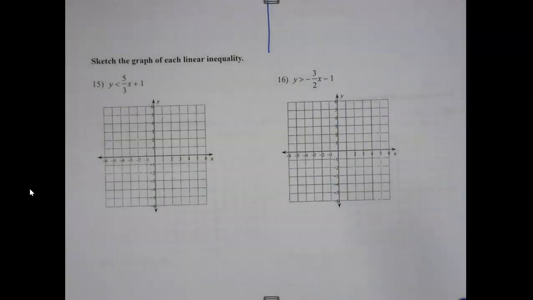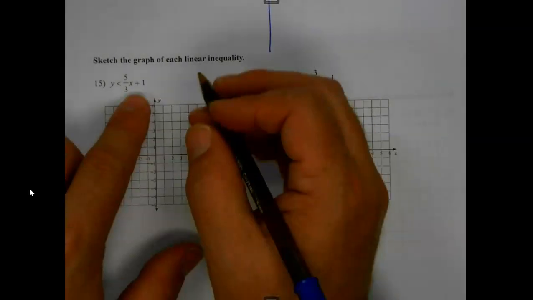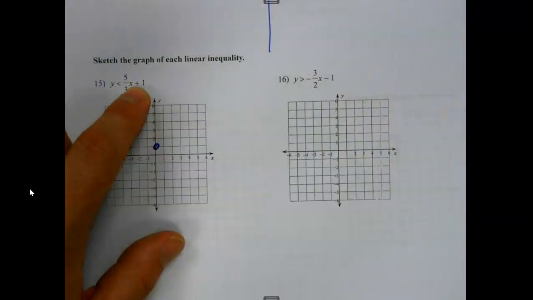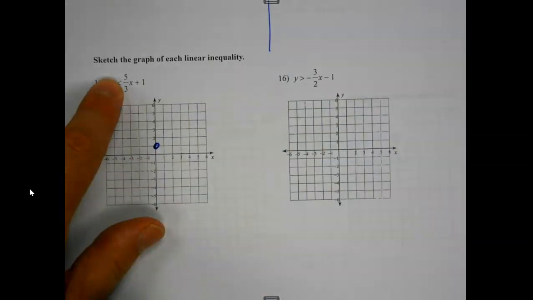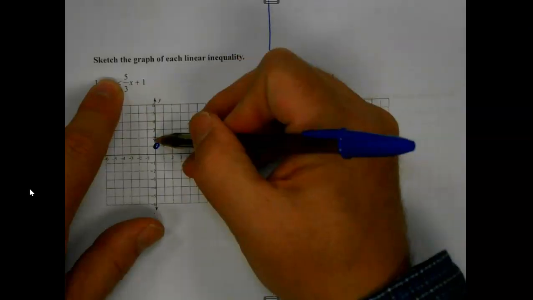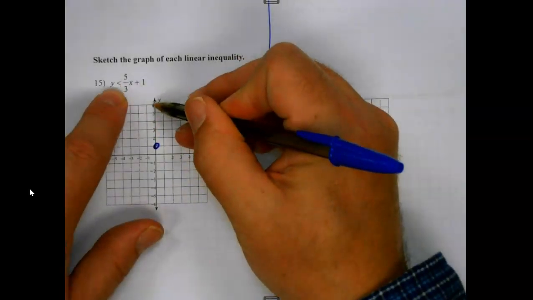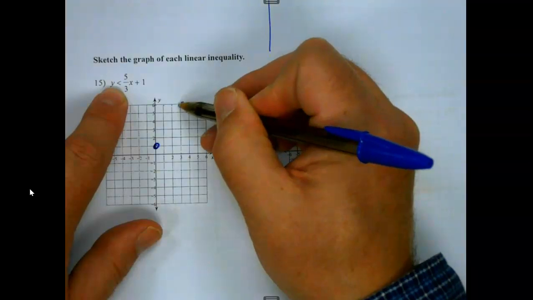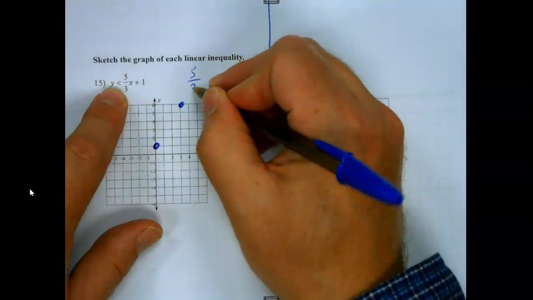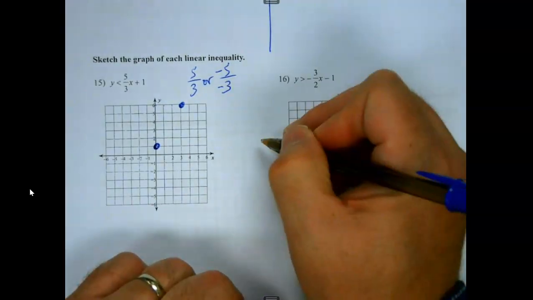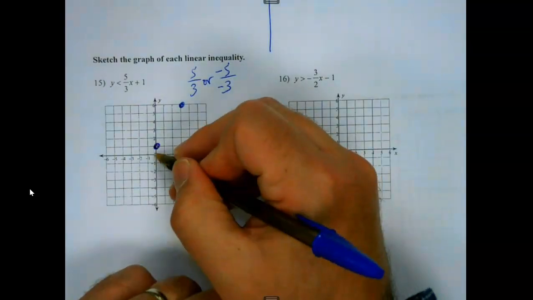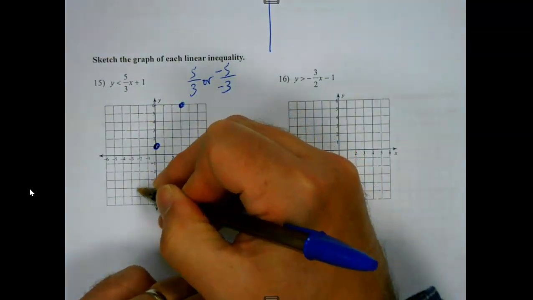Sketch the graph of the linear inequality. Okay, we're going to graph it like a line with 2 exceptions. So, let's graph it like a line first. Y-intercept, there's my 1. My slope is positive 5 over 3. 1, 2, 3, 4, 5. 1, 2, 3. Or, if I want one more dot, and I do, I can do the opposite of both. 1, 2, 3, 4, 5. 1, 2, 3.